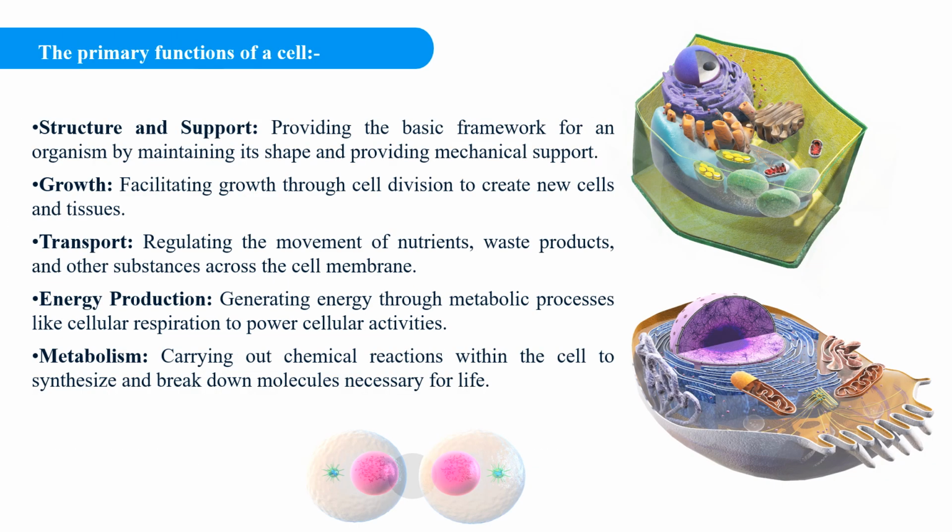Coming to the primary functions of a cell. A cell provides structure and support for an organism. They maintain the shape by providing mechanical support. And growth. The cells undergo mitotic divisions, meiotic divisions, and they help in reproduction. And they transport the nutrients. They regulate the movement of nutrients, waste products, and other substances across the cell membrane.